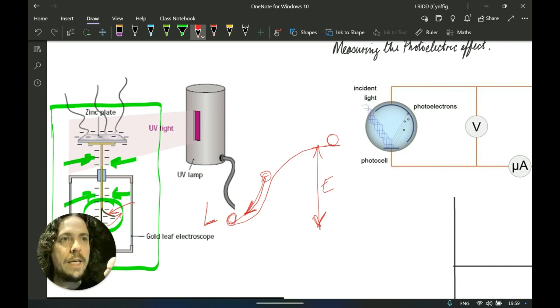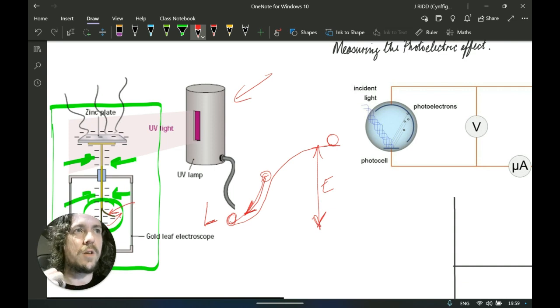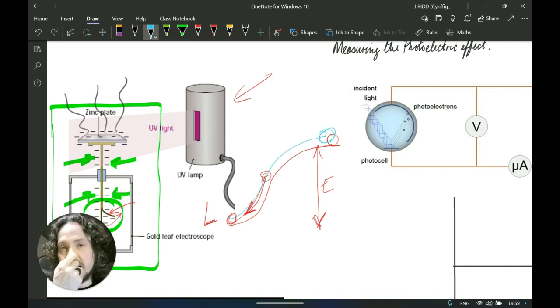However, even if we have a dim UV light, and what that essentially means is that we haven't got many photons per second, there aren't many photons being emitted each second, then even if one of them is absorbed by an electron, it will still be enough energy to send the football to the top and escape. It will be enough energy for the electron to escape the surface of the metal.